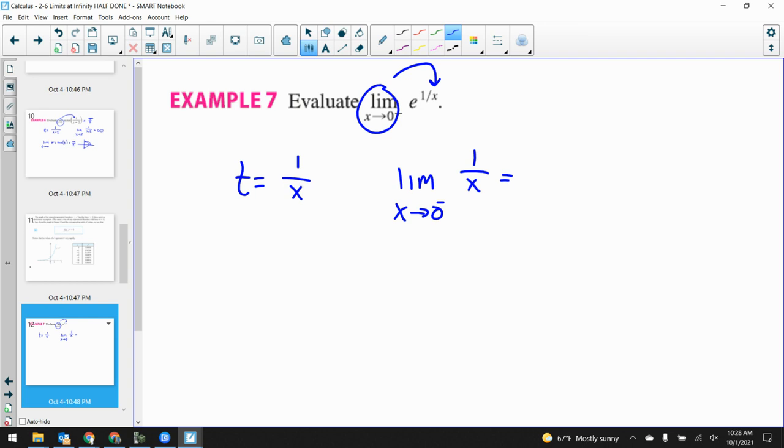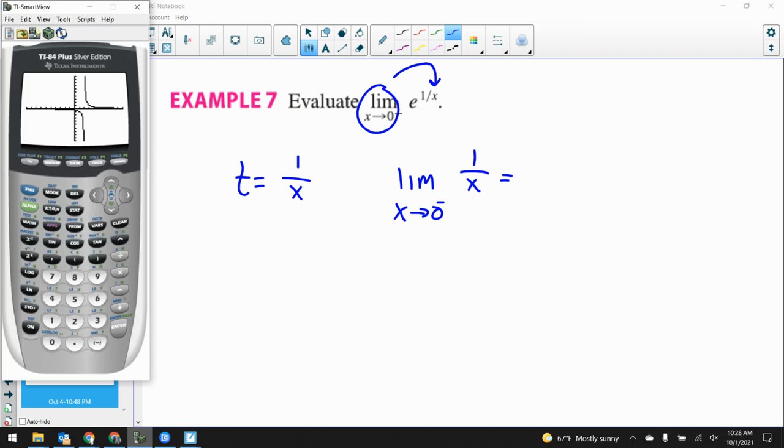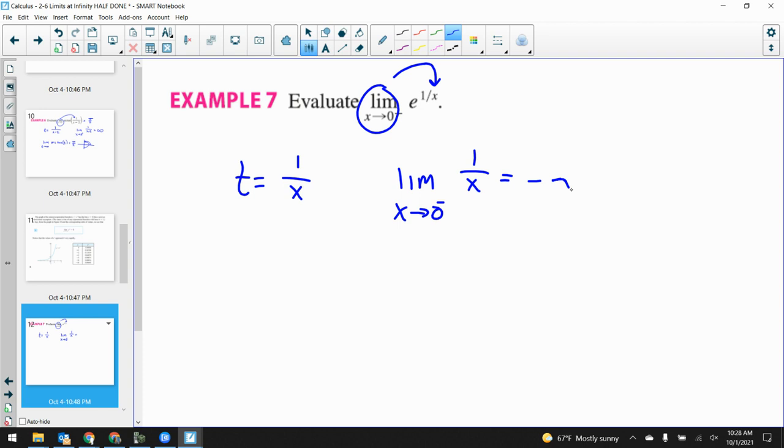Let's look at our graph to see. Again, if I can't do direct substitution, and I've got a 0 in the denominator, that's implying that I have some sort of vertical asymptote. So it's either going to go to negative infinity or positive infinity. Let's see which one. Let's just take away all of that stuff. 1 over x, our parent hyperbola. Okay, 0 from the left. 0 from the left. What's it going to? Negative infinity. This is negative infinity.